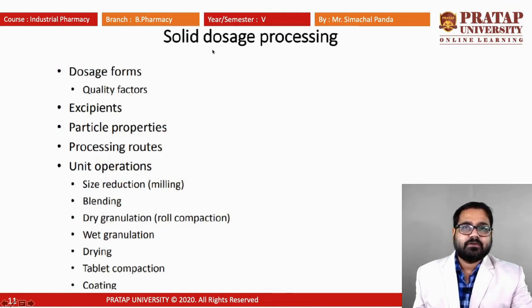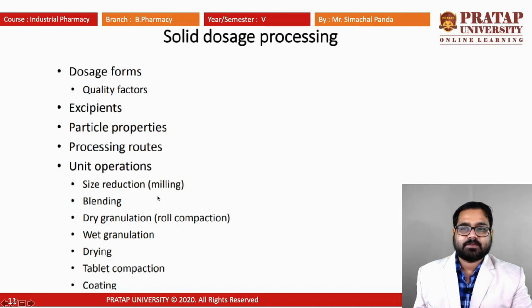For different solid dosage form processing, there are different processing steps. Before we can make the dosage form, we have to check for the different quality control tests. We have to go for the different excipient studies, the particle properties, processing routes, and unit operations that are used here. Generally, size reduction will increase the surface area.